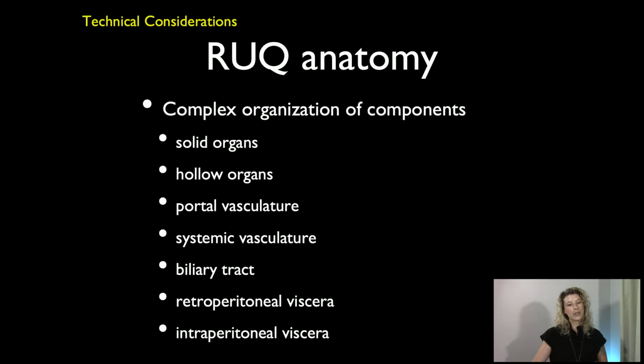So technical considerations, we'll talk about the anatomy. There's all kinds of things up in the right upper quadrant. You have solid organs, hollow organs that show up there. We're going to talk about the different vasculature that you're going to see, and also the biliary tract, which is sort of combined in the same anatomical area as the vasculature. And then we're not really going to touch on retroperitoneal or intraperitoneal viscera, but just know that it's there.